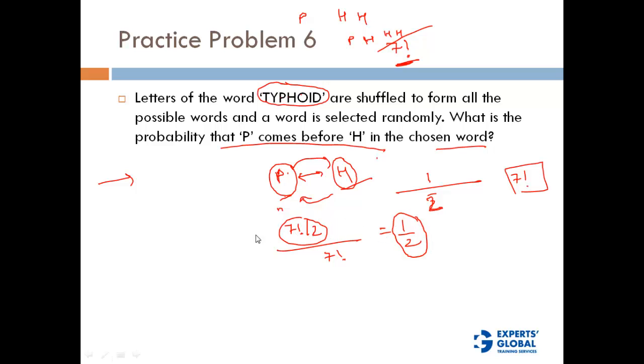Mathematically, it is going to be very difficult to arrive at the number in the numerator, in how many ways P comes first out of those 7 factorial ways. That's going to be very complex. But we know that P is going to come first half of the times. So that is going to be half of 7 factorial divided by 7 factorial, which is half.